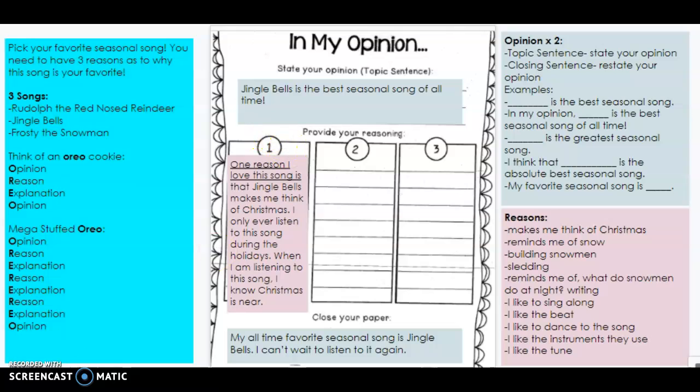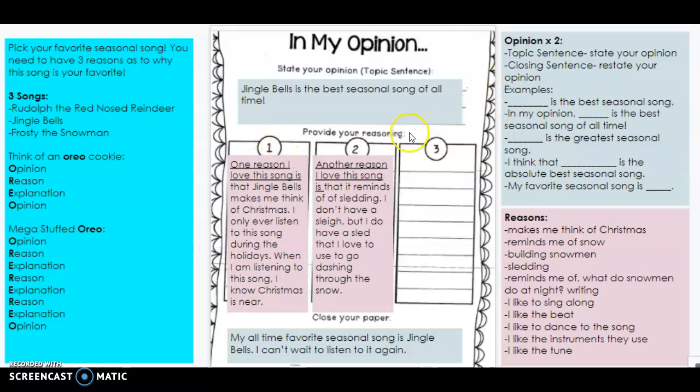So that's my second reason. My second reason, I started with the transition, "another reason." Remember the first one was "one reason I love this song." Here I used "another reason." Another reason I love this song is that it reminds me of sledding. I don't have a sleigh, but I do have a sled that I love to use to go dashing through the snow. So there's my reason and my sentence explaining my reason.